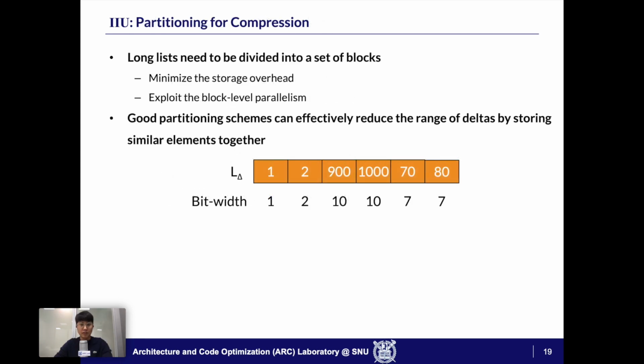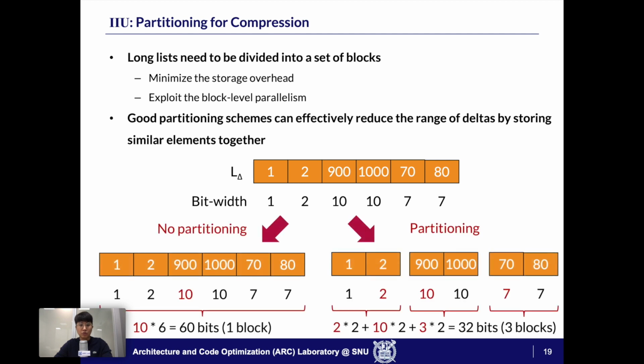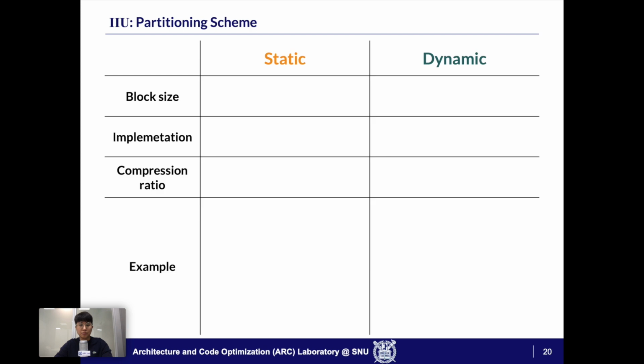However, there is some inefficiency in applying these compression schemes directly to long lists. So long lists need to be divided into a set of blocks. Block partitioning can minimize storage overhead and exploit block-level parallelism. The following example shows the compression effect with and without partitioning. With partitioning, we can get a better compression ratio. Next, let's look at the partitioning scheme used in 2U.